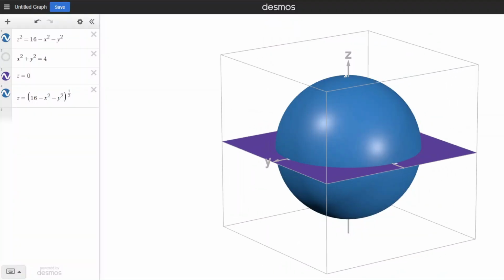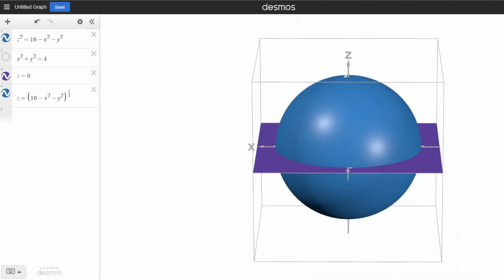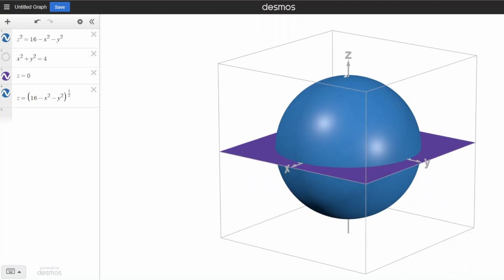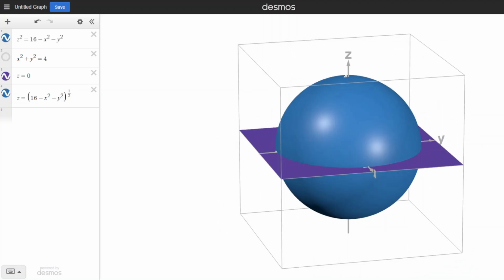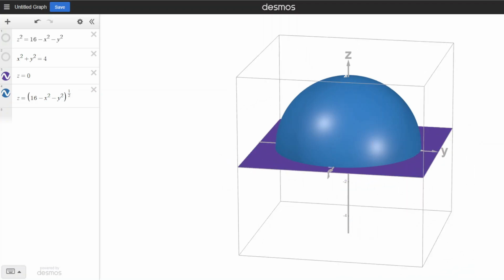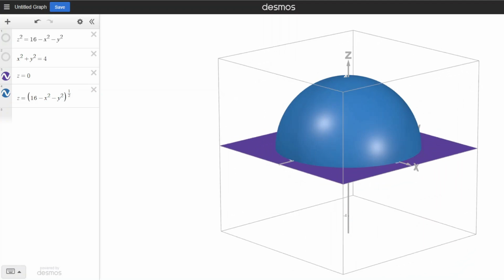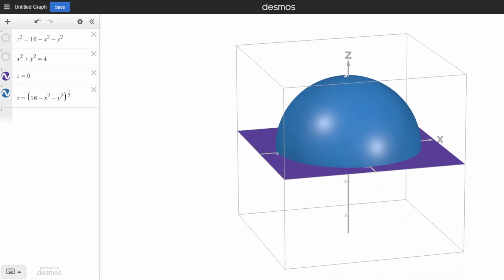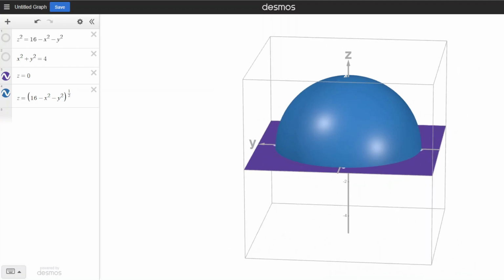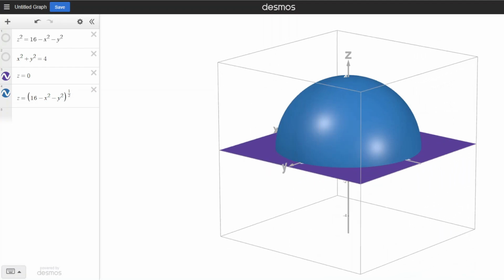So this is the complete sphere, where z squared is equal to 16 minus x squared minus y squared. And then here we see the upper hemisphere of the sphere, so that's where z is equal to the positive square root of 16 minus x squared minus y squared.